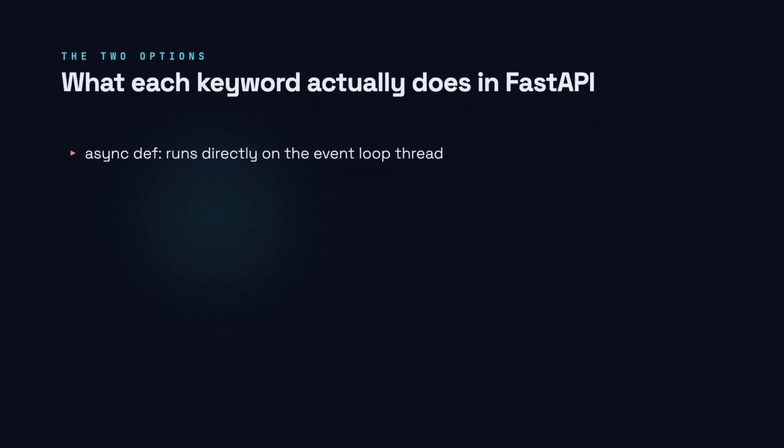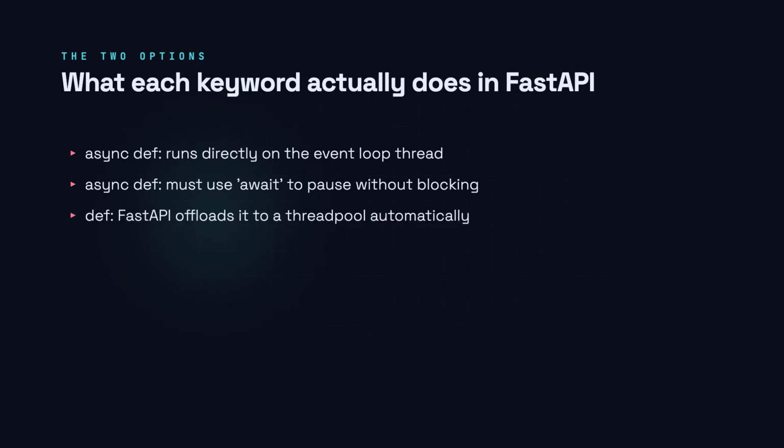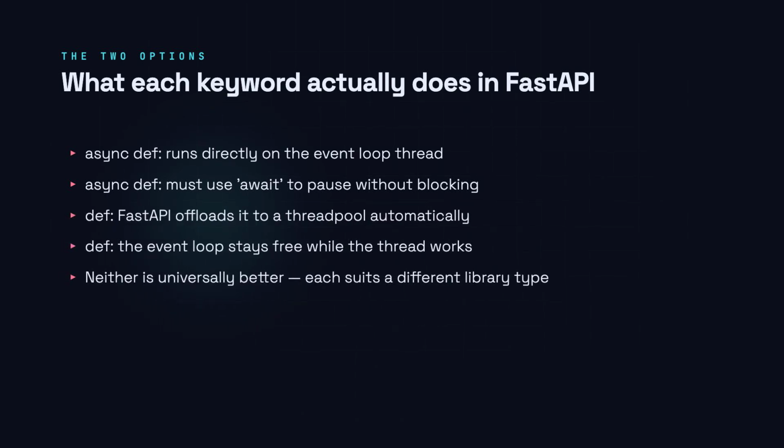With async-def, your function lives on the event loop itself. Every time it hits an await expression, it pauses and hands control back to the loop, so other requests can run. With plain-def, FastAPI detects that it is synchronous and runs it inside a thread pool, a set of worker threads managed by Python's concurrent.futures. The event loop stays completely free while that thread does its work. The key insight is that FastAPI handles the thread pool for you automatically. You do not wire it up yourself.